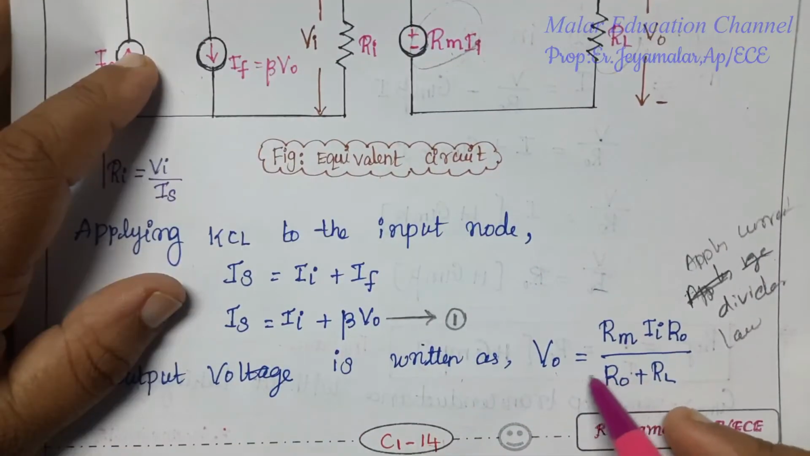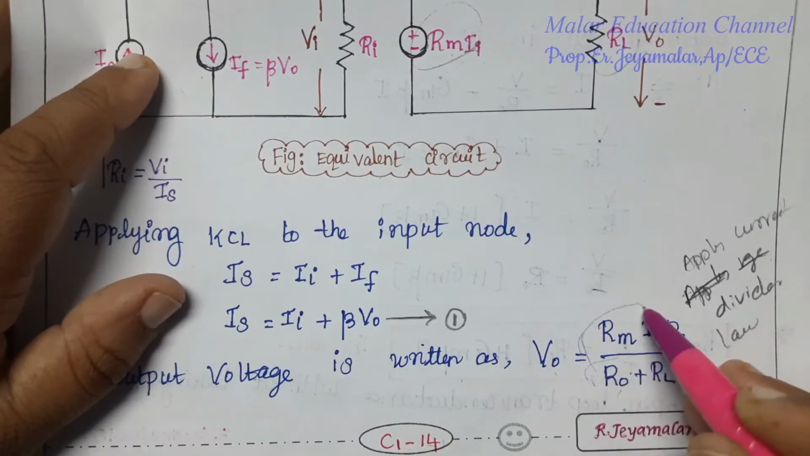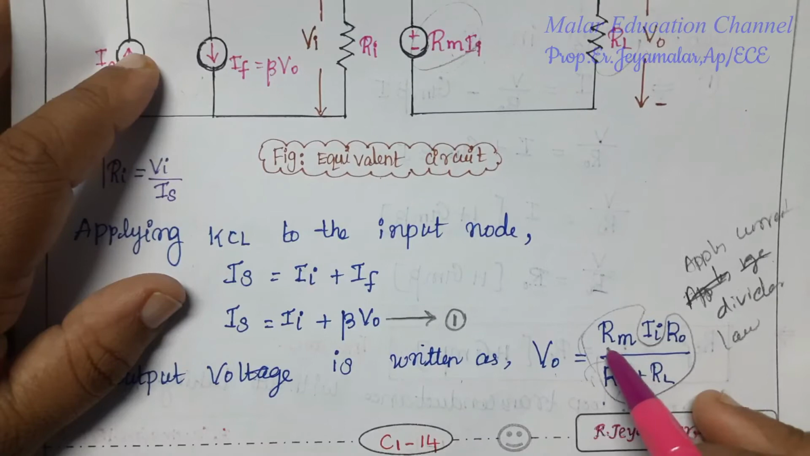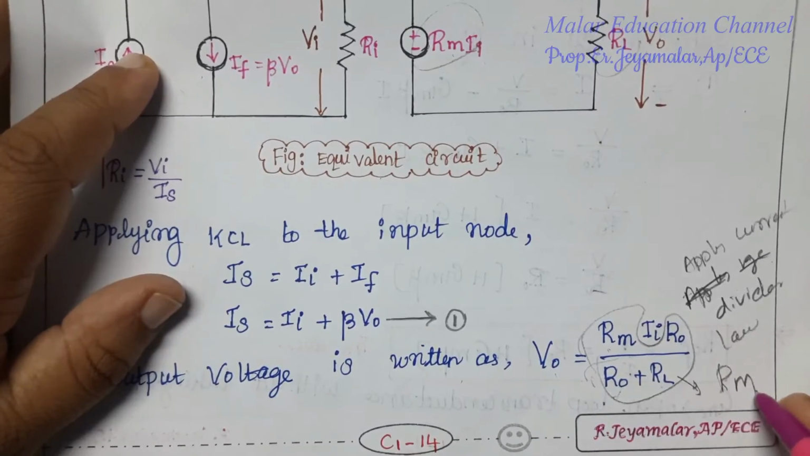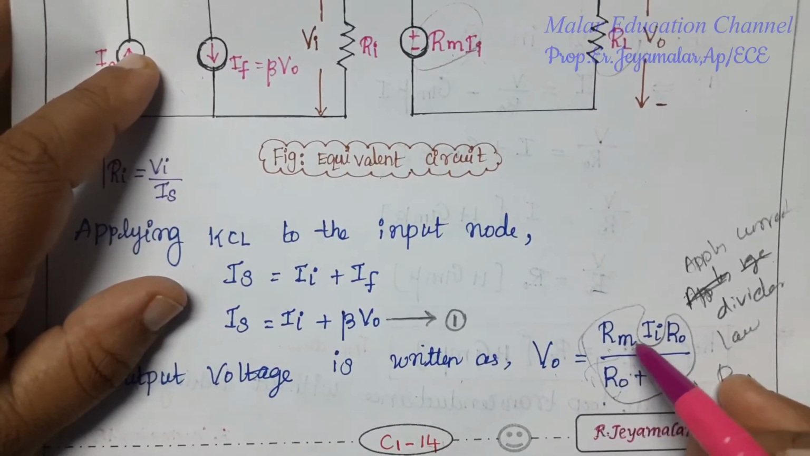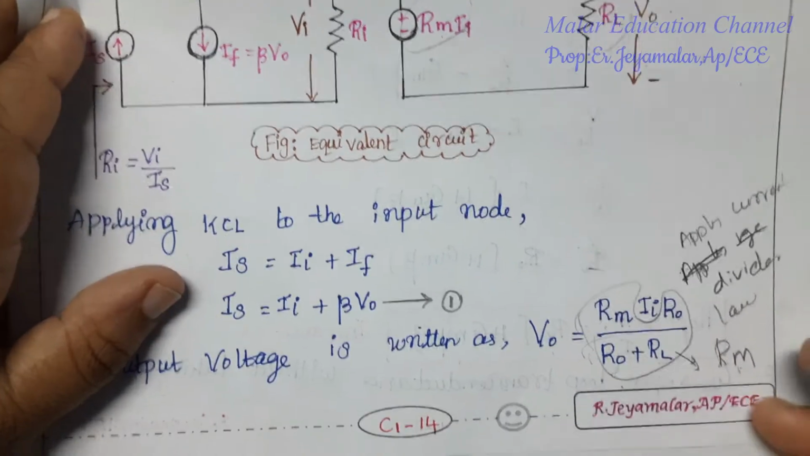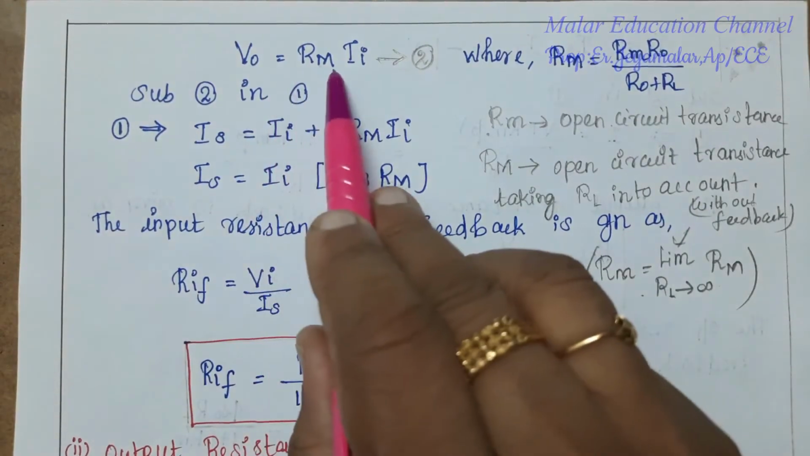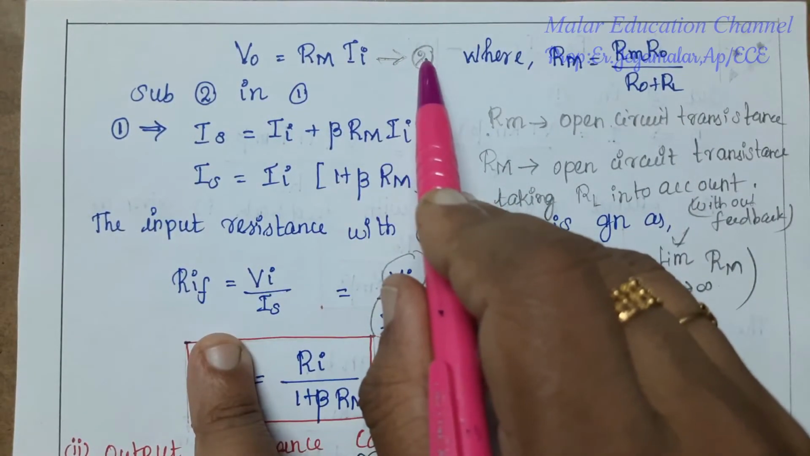Next step, the whole term, take it as capital Rm. Ri, others, small rm and R0 divided by R0 plus RL, take it as capital Rm. The small rm is for without load resistor, and capital Rm is for with load resistor. So V0 equal to Rm into Ii. Take this as equation number 2.